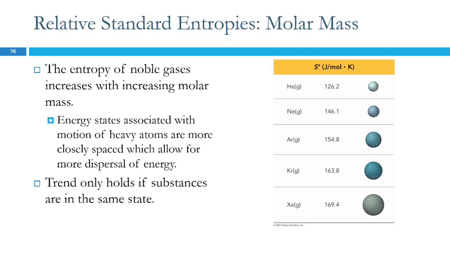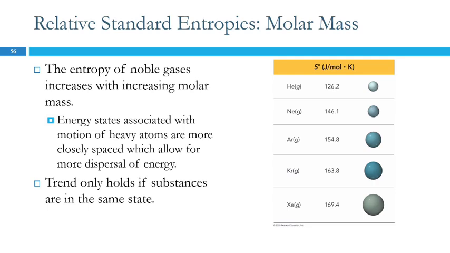So molar mass affects standard molar entropies. If we look at the noble gases, right? Helium, neon, argon, krypton, xenon. As they get larger, as their molar mass increases, the entropy also increases. The energy states associated with the motion of heavy atoms are more closely spaced, which allows for more dispersal of energy. So if that doesn't make any sense to you, don't worry about it.